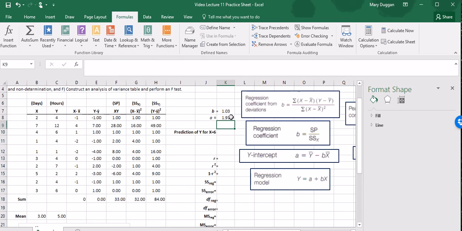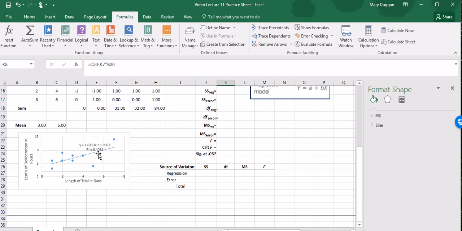And we end up with 1.91. So 1.91 is our expected y-score when x is 0, the y-intercept. So as you can see, these values, b equals 1.03 and a equals 1.91, are equal to these numbers that we found when we did our scatter plot. So it's a great way to check your answers right here.